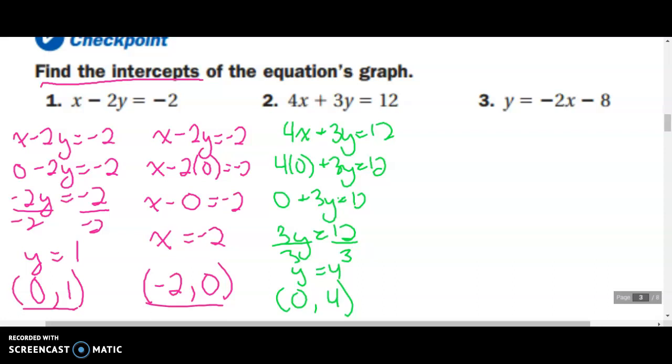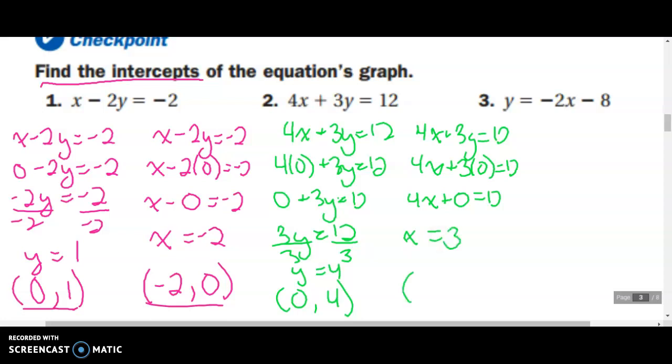Now we do the same thing here. We take 4x plus 3y equals 12, and now we replace the y with 0. 4x plus 3 times 0 equals 12. 4x plus 0 equals 12. x equals 3, which means when I set the y equal to 0, there's our ordered pair.